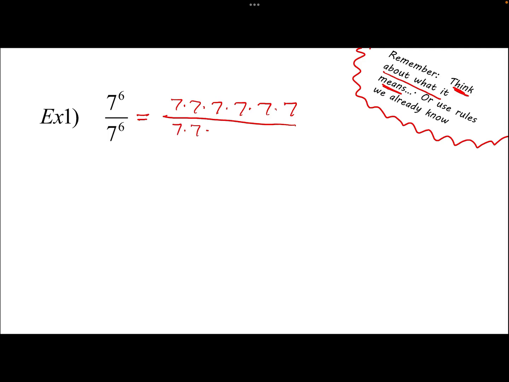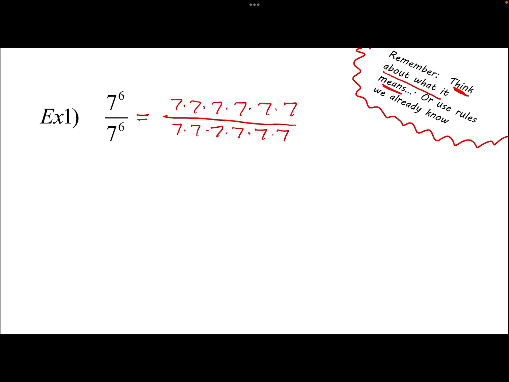Okay, so we are going to look at example 1, where you have 7 to the 6th over 7 to the 6th, which would be, if I'm thinking about what it means, 7 sixes. Oh, look at that, 6, 7. I'm sure you're loving that. And 7, I said that backwards, 6 sevens. Even better. I've used that example for the last 5 years. I'm sure you're loving that.